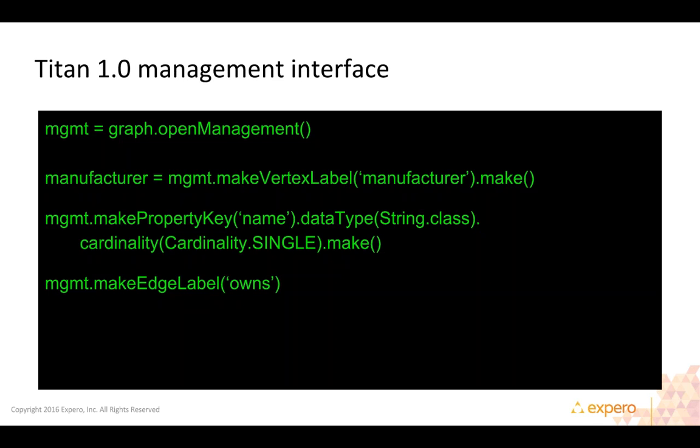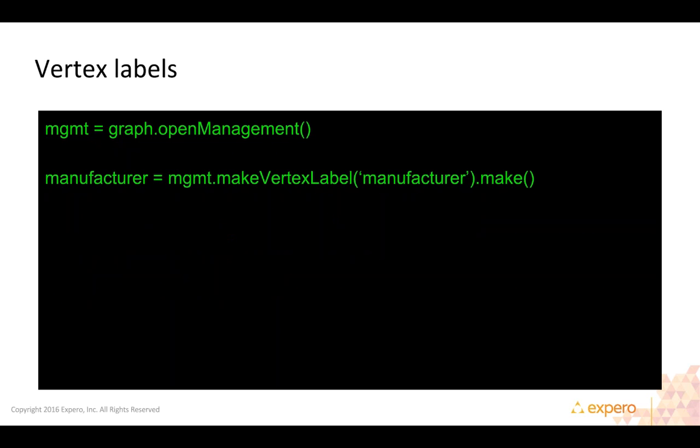I'm going to use Titan for these examples. This is a spot where this is vendor specific, so we'll just use a Titan example here. In Titan, you would log in and there's a management interface. When you have an instance of this management interface, there are a few things that you can do schema-wise. You can create vertex labels. So here we're making a vertex label manufacturer.